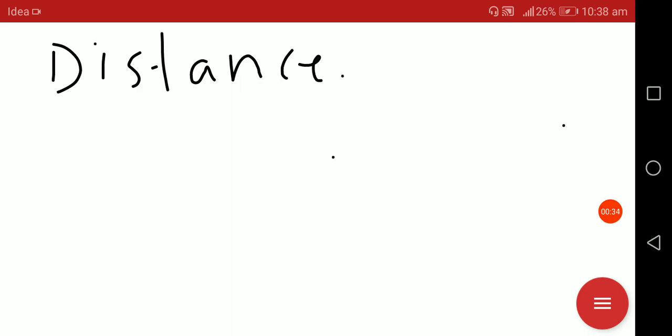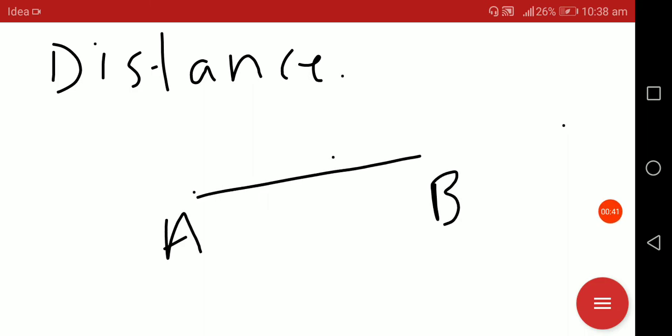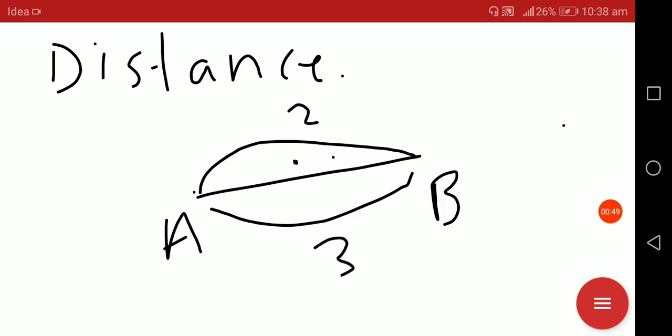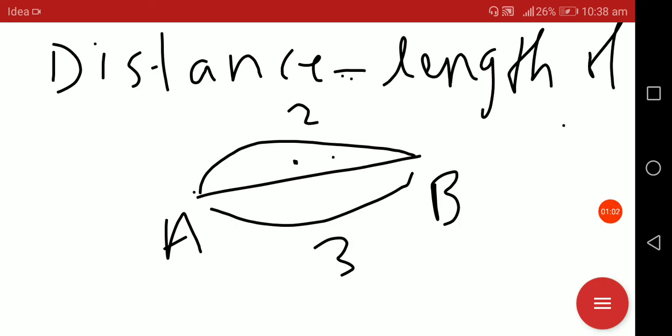So basically, a distance is nothing but, if you have to travel from point A to point B, we have a number of paths. This is path number 1, this is path number 2, and this is path number 3. Now what is the distance? Distance is nothing but the total length of a path. Whatever the length of a path is, is the distance. Okay, so we will take some example of it.